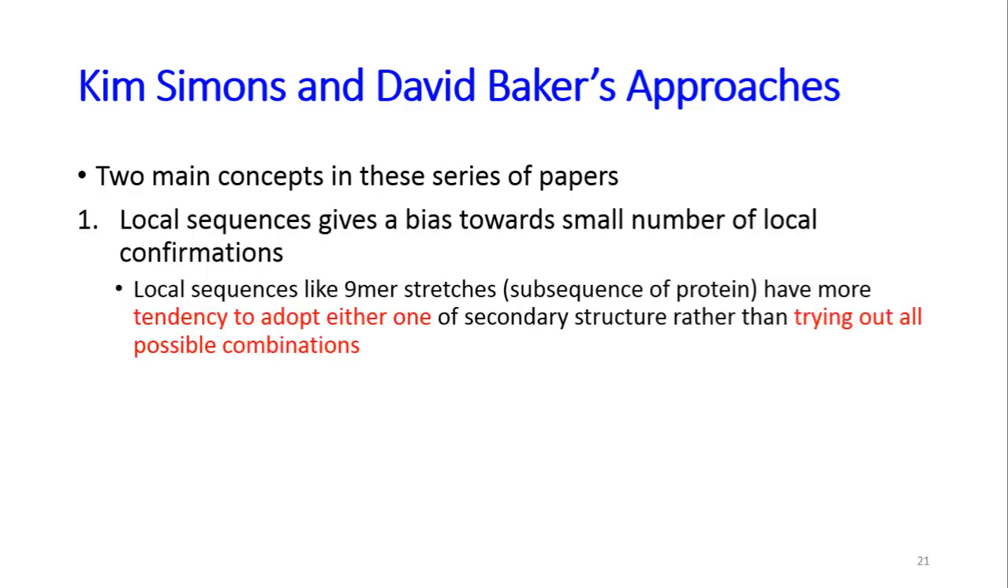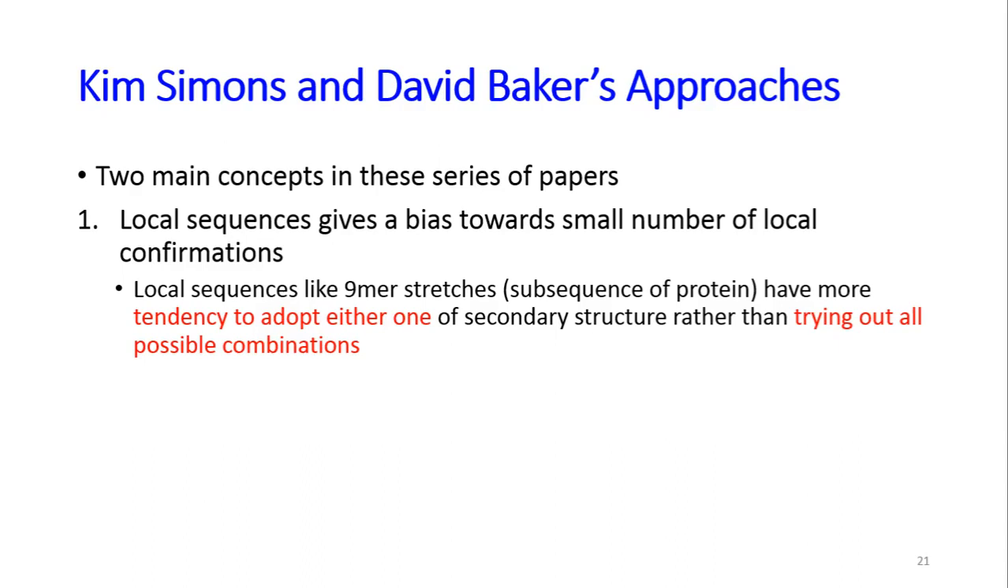Okay, so now let us discuss what exactly Kim Simons and David Baker's approach is for predicting the structure of the protein using ab initio methods. Okay, so there are two main concepts in the series of papers that I have just shown you, and basically Simons and Baker's approach is based on these two main concepts. Okay, so the very first concept that these guys relied on was that the local sequences give a bias towards a small number of local conformations.